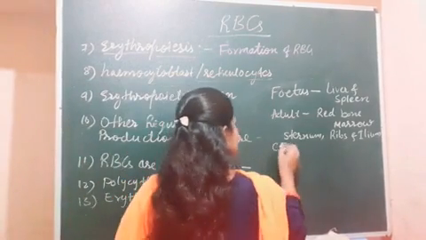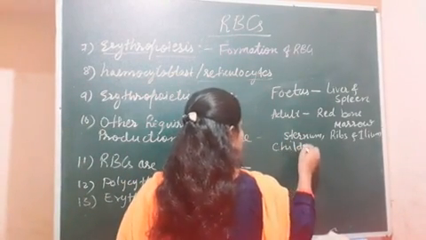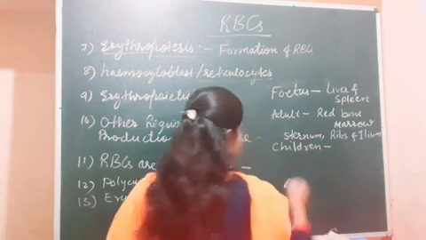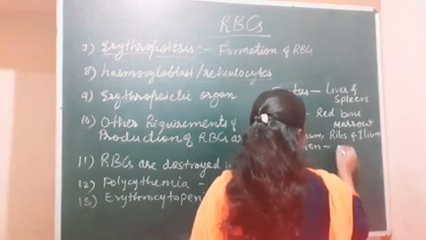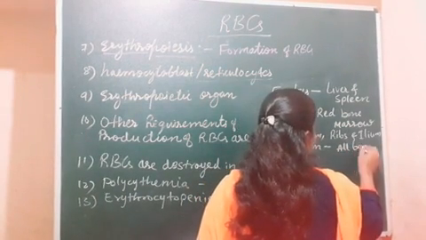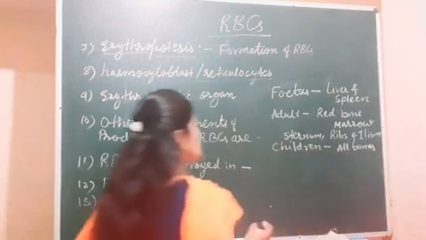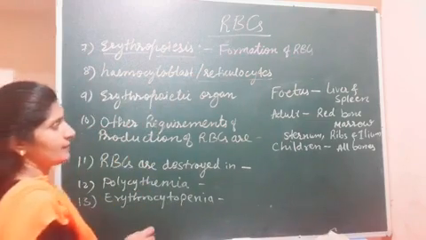In the children, they will have more bones than the adult. Adults have 206, but children have 304. In that, all bones produce the RBCs in small children.